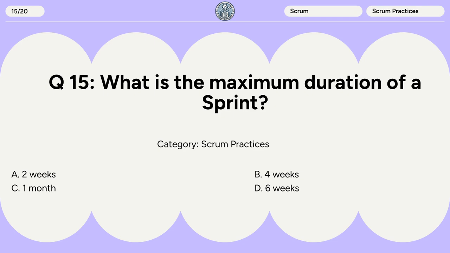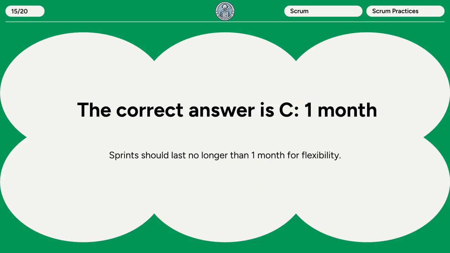Question 15. What is the maximum duration of a sprint? A. 2 weeks. B. 4 weeks. C. 1 month. D. 6 weeks. The correct answer is C. 1 month. Sprints should last no longer than 1 month for flexibility.